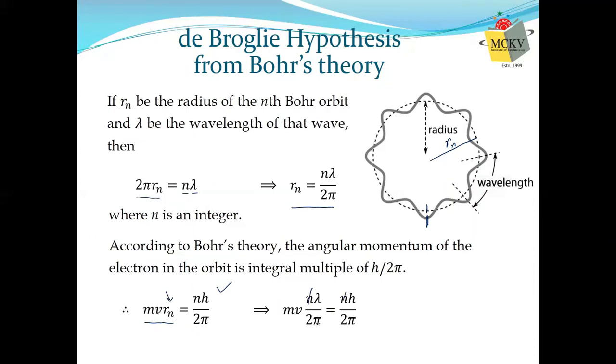So we can cancel these quantities. And mv is nothing but the momentum of the particle. Therefore, p into lambda is h. In other words, lambda equals h by p, the mathematical form of the de Broglie hypothesis. So from both theories, we can easily establish the de Broglie hypothesis mathematically.